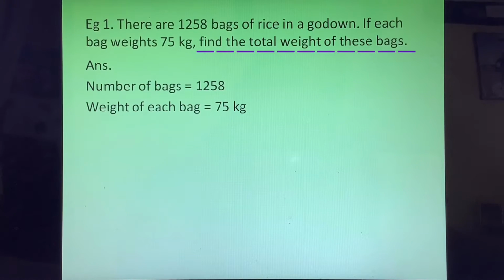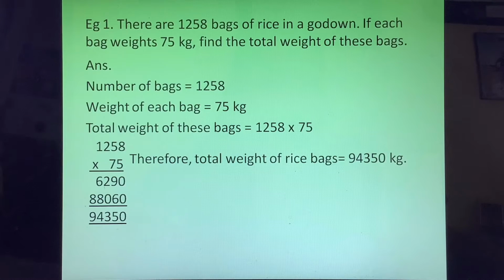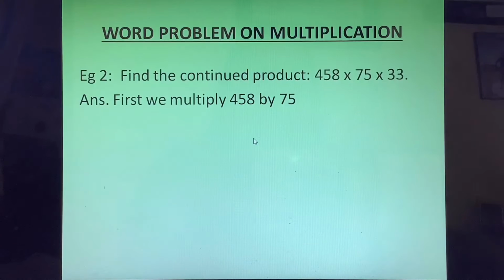Now again refer to the question. Find the total weight of these bags. To find the total weight, we know the weight of one bag. We know the number of bags. To find the total weight, we'll have to multiply and find the answer. And the statement for that will be: total weight of these bags is equal to 1258 into 75. You will multiply it and after that you will report the answer. Therefore, the total weight of the rice bags is equal to 94350 kg.